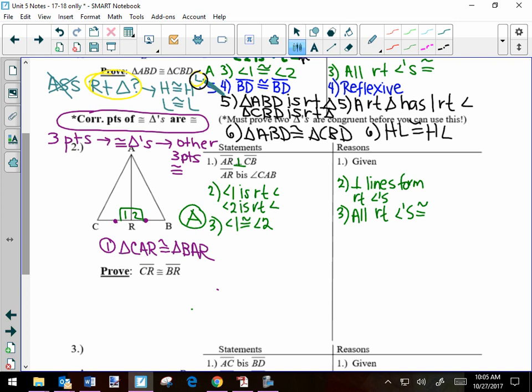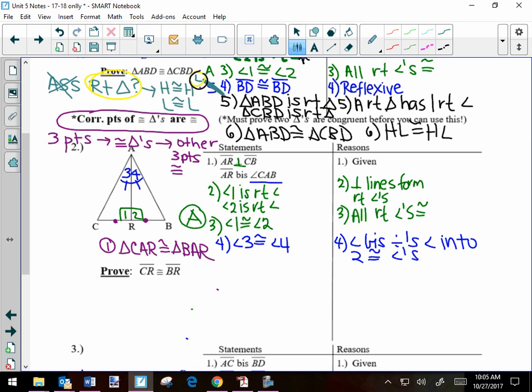For the second given in this proof, it is telling me that I have an angle that's getting bisected. Remember, it's what comes after the word bisect. So this angle up here is getting bisected by segment AR, which means that these 2 smaller angles are congruent. I'm going to call them angle 3 and angle 4. So my bisector in my second given tells me that angle 3 is congruent to angle 4 because an angle bisector divides an angle into two congruent angles.